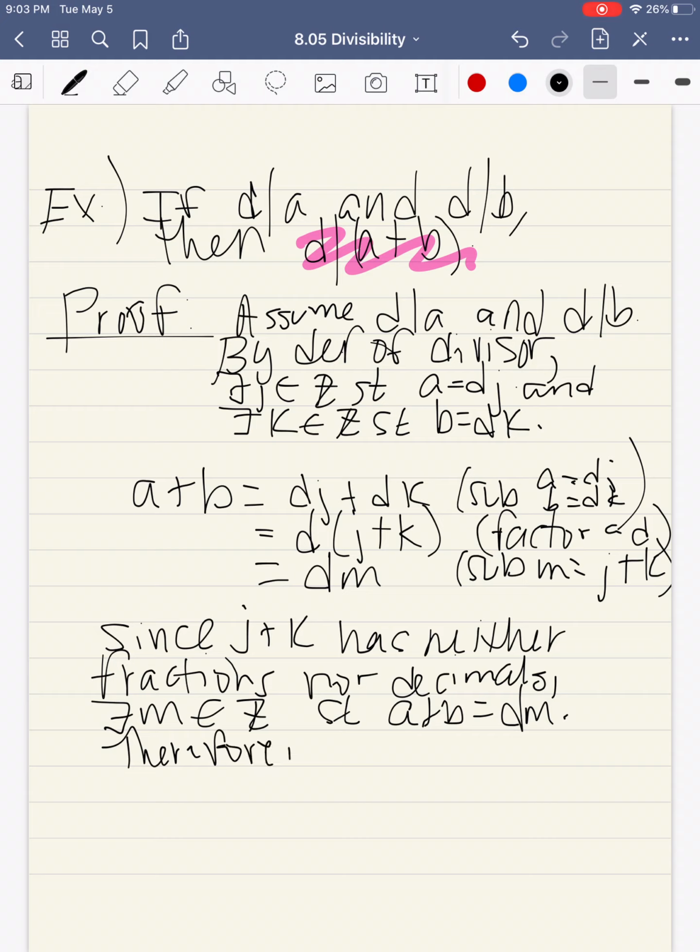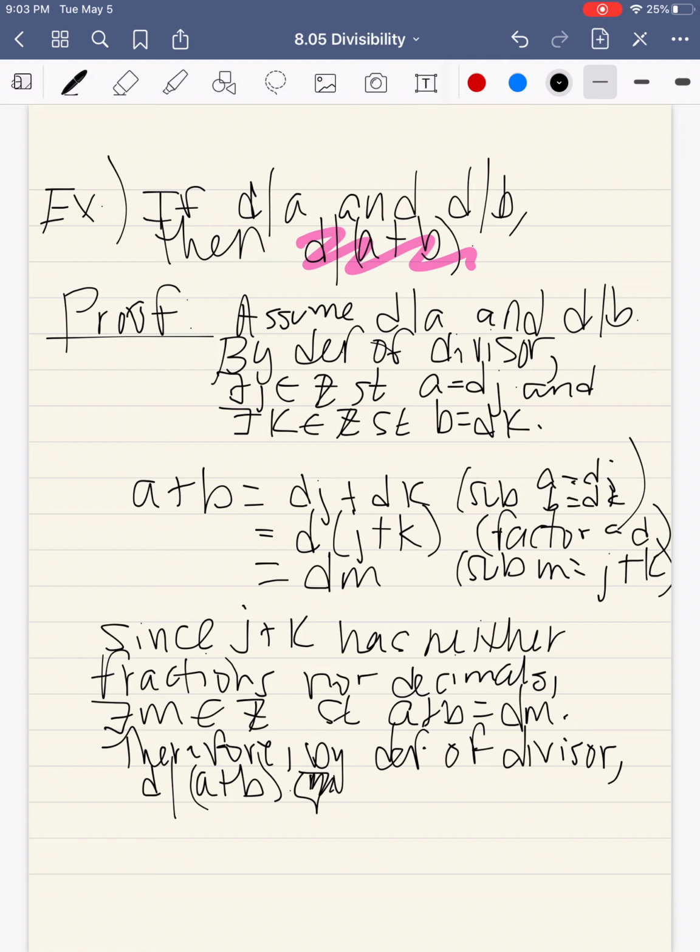Therefore, by definition of divisor, D divides the quantity A plus B. And we're done.